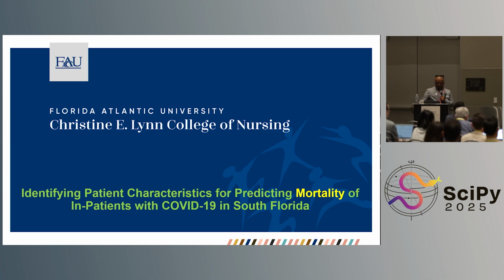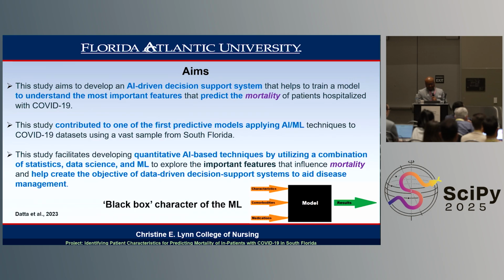Okay, this is our first presentation, our project identifying patient characteristics for predicting mortality in patients with COVID-19 in South Florida. It's an AI-driven decision support system to understand the most important features for predicting mortality. So we need accuracy, we need all the performance of the machine learning model, but the most important feature is why you say that a patient is susceptible to die. And anyway, you see that black box.